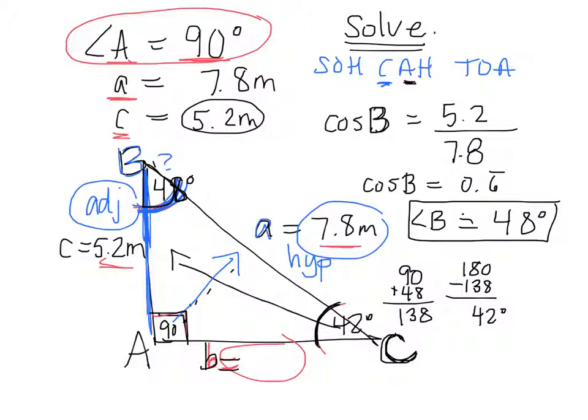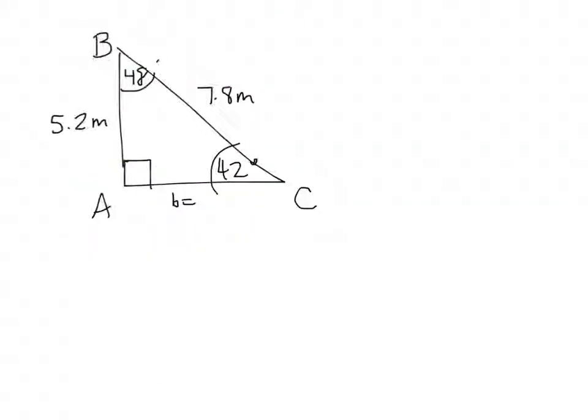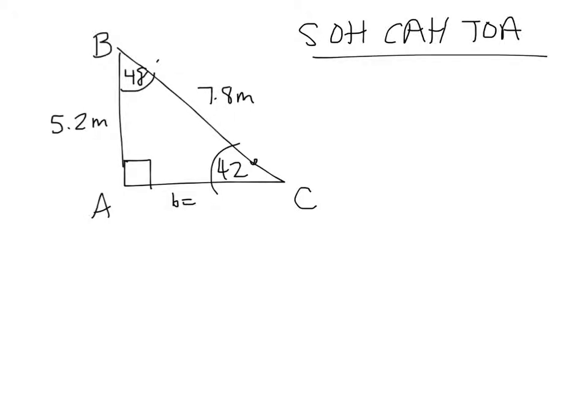Do you guys want to use Sohcahtoa or do you want to use Pythagorean theorem? Can we use Sohcahtoa now? Yeah, because we know this angle and we know this angle. So do you guys want to use Sohcahtoa? Okay, so I just redrew the triangle so there's more room now. We can use Sohcahtoa or we could use Pythagorean theorem, but let's practice our Sohcahtoa.